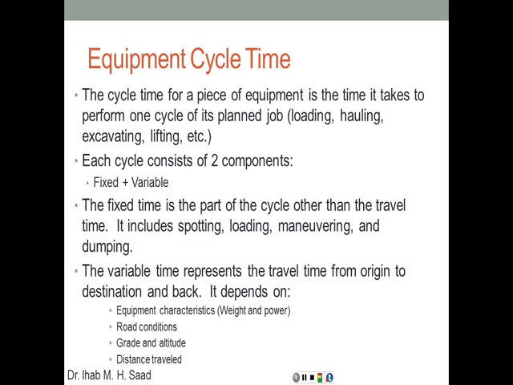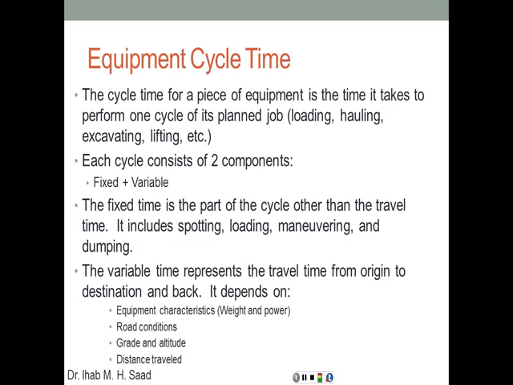And each cycle consists of two components. One of them is called the fixed cycle time, or fixed component of the cycle time, and the other one is the variable component of the cycle time. The fixed time is the part of the cycle other than the travel time. It includes spotting, loading, maneuvering, and dumping. So mostly the fixed time is done while the equipment is in its place. It's not moving. Loading takes place while the equipment is standing in place. Dumping is the same thing.